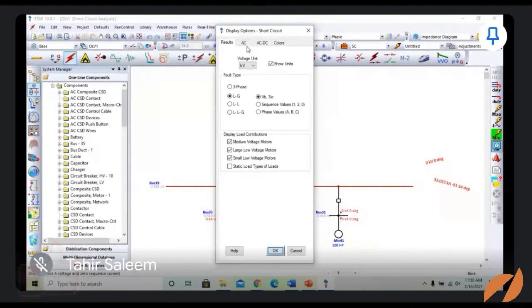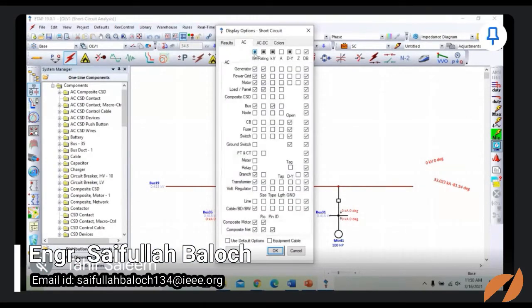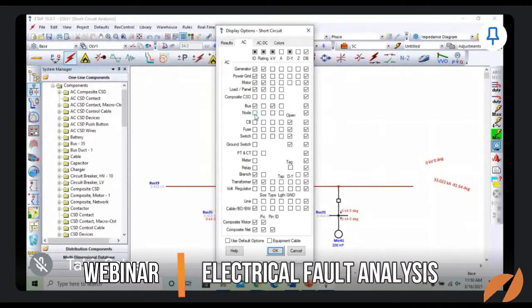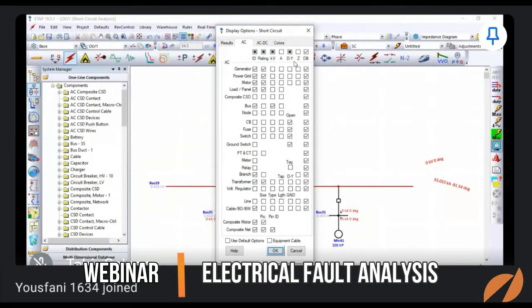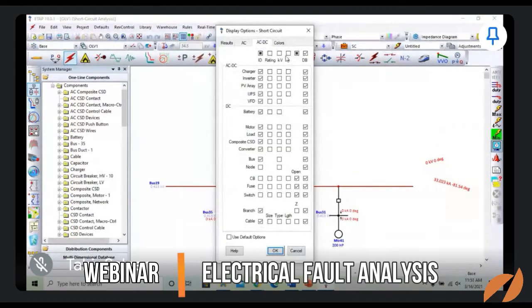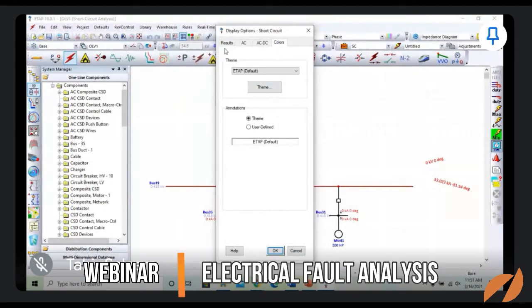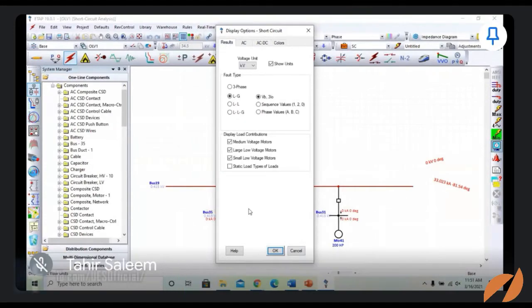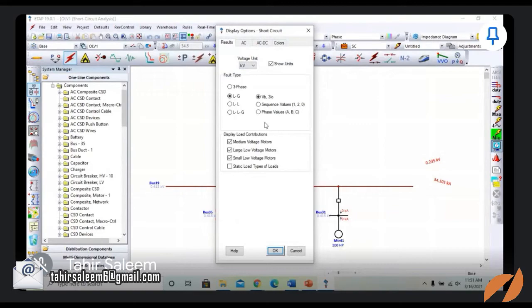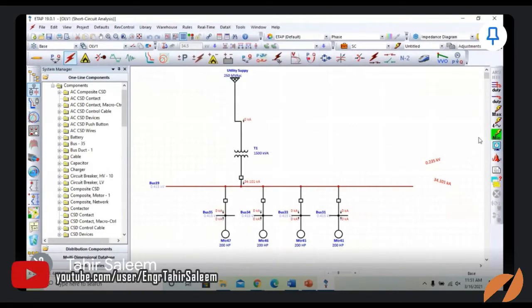Now if you just change the tab, here you can also change the different display options. If you want to add them, you can show the node, circuit breaker, fuse, switch, and go for the ID, rating, kilovolt, or the different phases. If you have an AC to DC conversion, you can also change the colors from here. This is just for your ease and convenience, so that you can easily see the different display options.